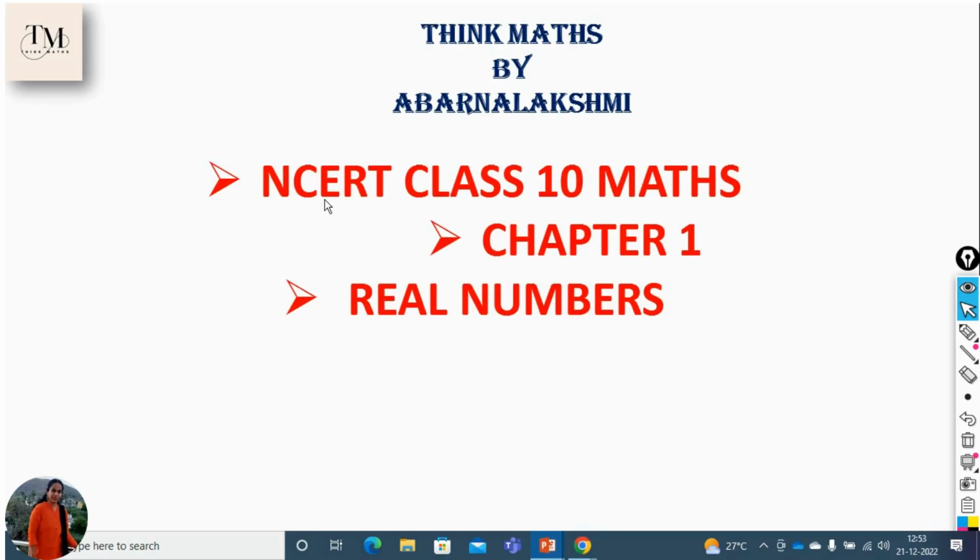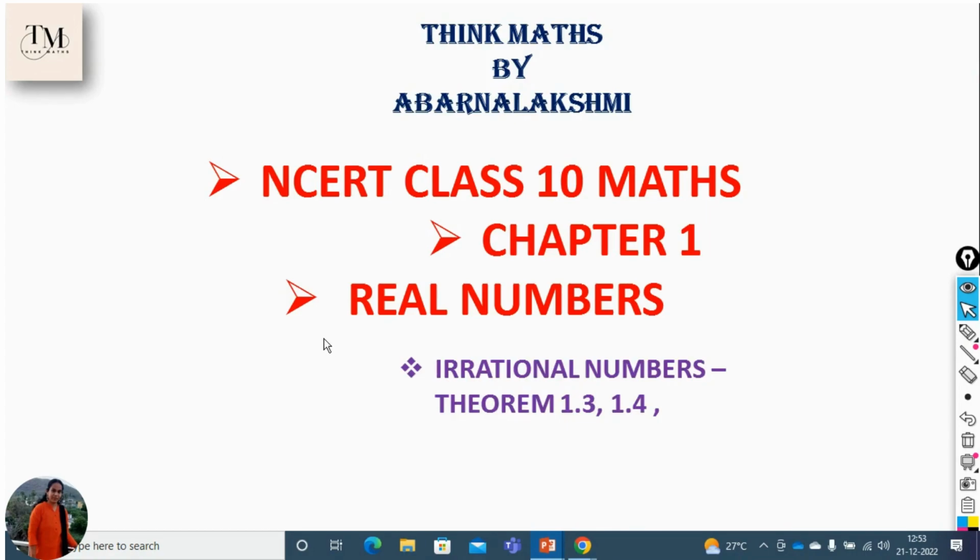As you all know, we are dealing with NCERT Class 10 Maths Chapter 1 Real Numbers. In this session, we are going to discuss irrational numbers, Theorem 1.3, 1.4 and examples 9, 10, 11.